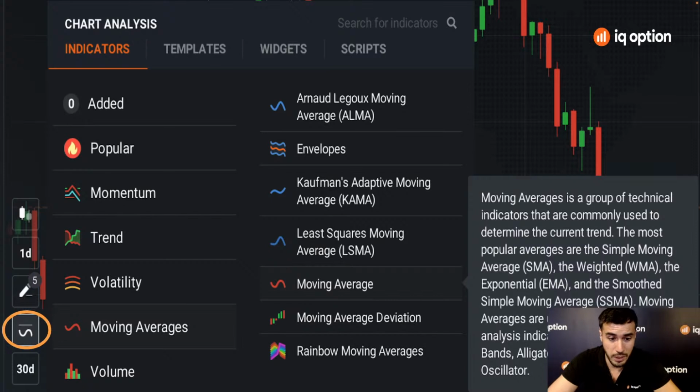How to find them? Very easy. We open our platform. You will find these 5 icons here. So this one, which is named indicators, you open indicators, you see these different ones.